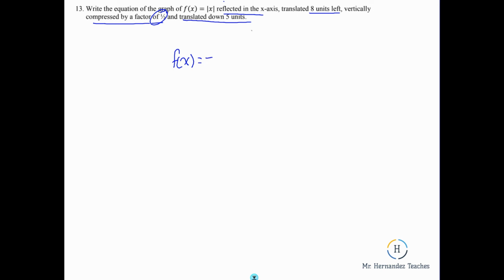negative because we have a reflection. The compression by a factor of 1/2 means you got to do that reciprocal, because a compression makes it thinner, but by a factor of 1/2 that makes it fatter. So you're just going to put it 1/2. And then translate it down 5 units, we'll take care of that. 8 units left, so that's inside the absolute value. So plus 8, because the inside does the opposite. And then translate it 5 units down, so then minus 5. That's our function.